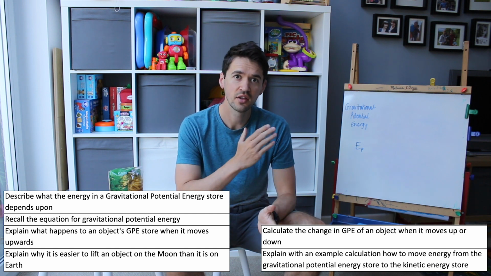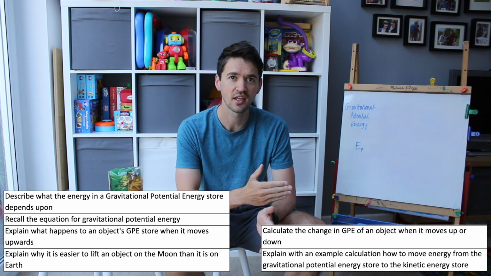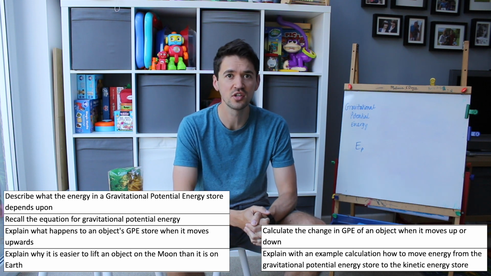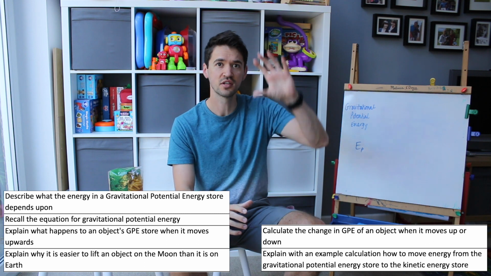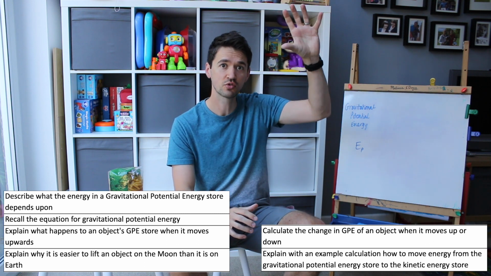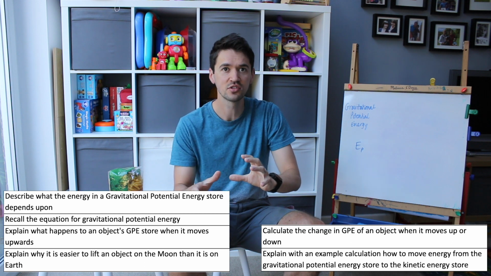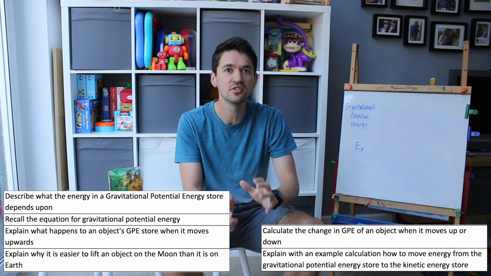It's going to combine the stuff we learned in kinetic energy with the stuff we're learning today about gravitational potential energy, and you're going to see what happens when an object high up falls, so its gravitational potential energy turns into the kinetic energy and allows us to calculate the speed that the object hits the ground at.